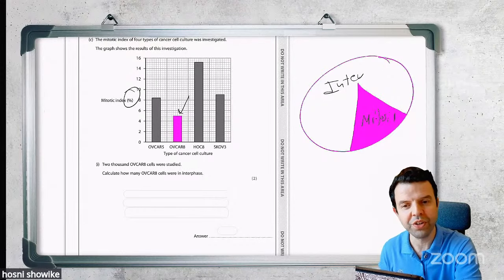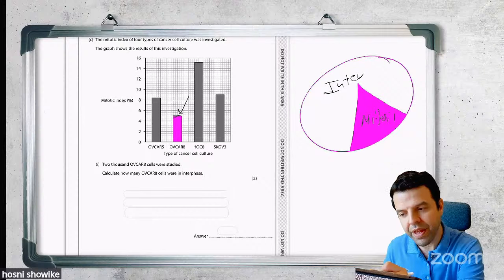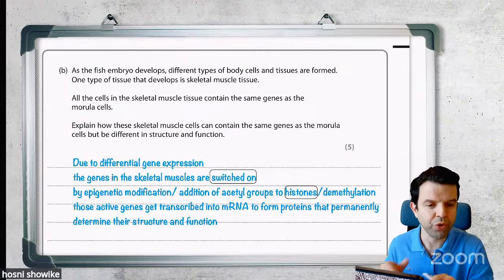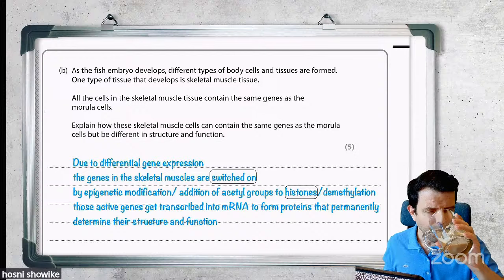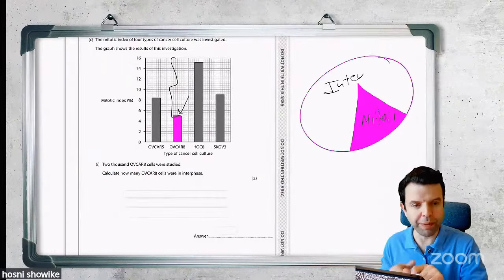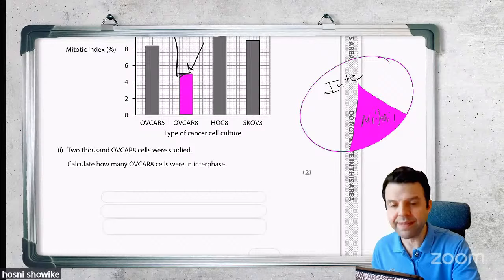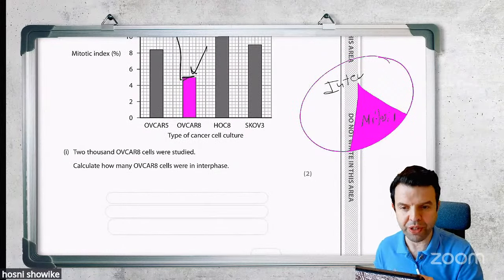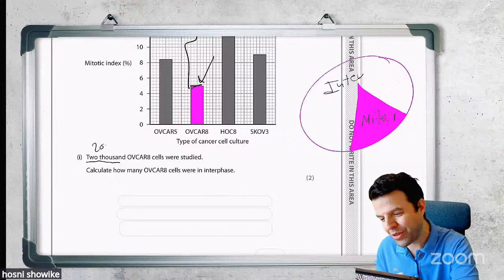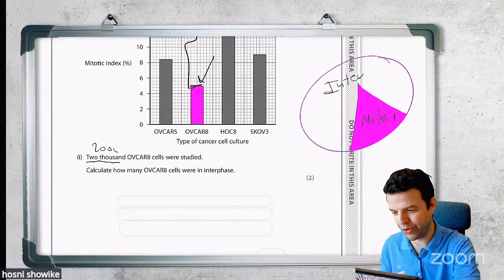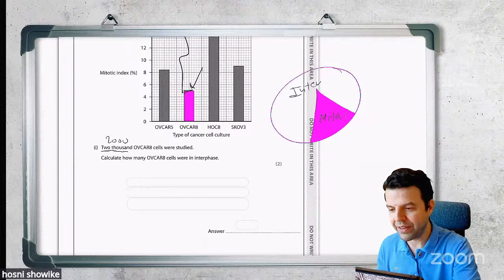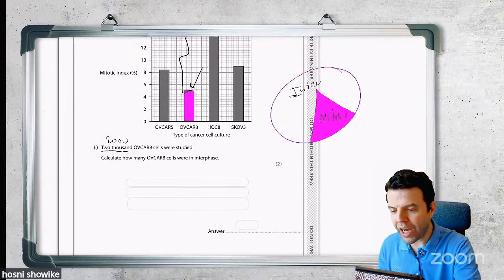Again, this is a percentage. So if the percentage is that much mitotic cells, then the remaining cells are actually in interphase. Okay? She just wants to copy this. All right? Yeah, so going back here, they want me to calculate how many cells were interphase, but as a number, not as a percentage. So I have the numbers here: 2000 cells counted, and the percentage of mitotic cells is 5%, right? That's a 5%.